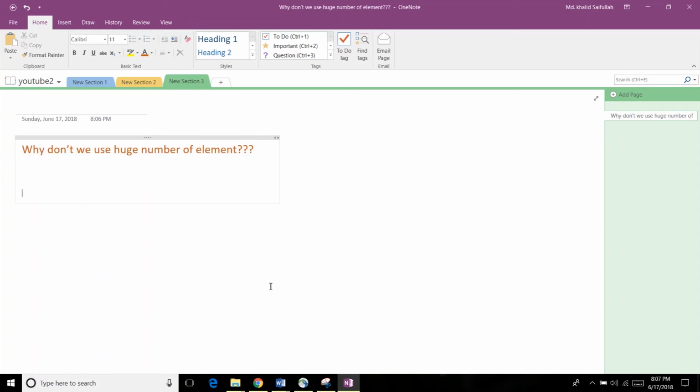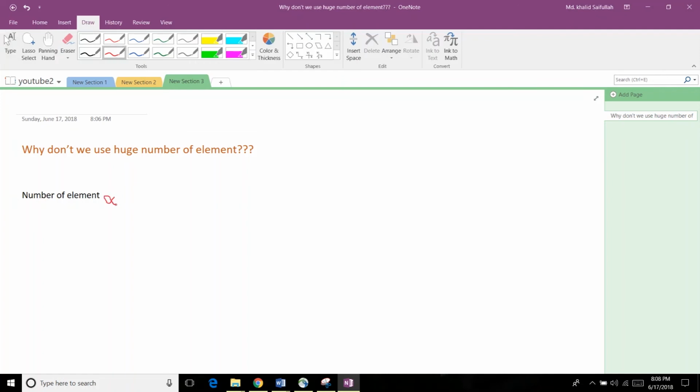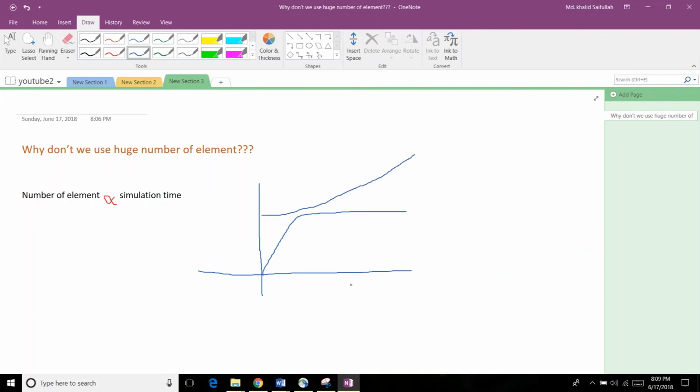The problem is that when you use a huge number of elements, you increase the simulation time. That means the number of elements is directly proportional to the simulation time. To solve this problem, finite element engineers follow a curve. It's called the trade-off curve, a trade-off between simulation time, number of elements and accuracy.